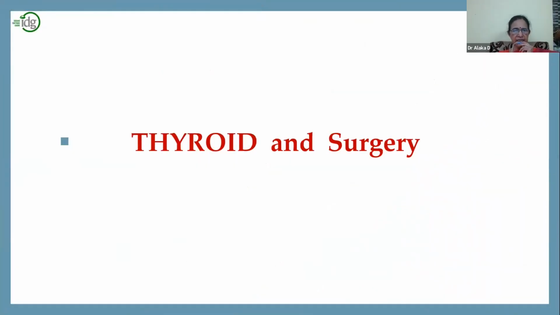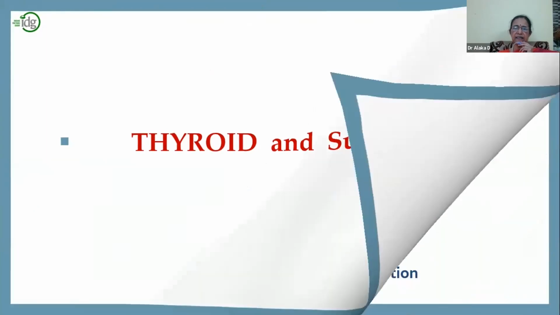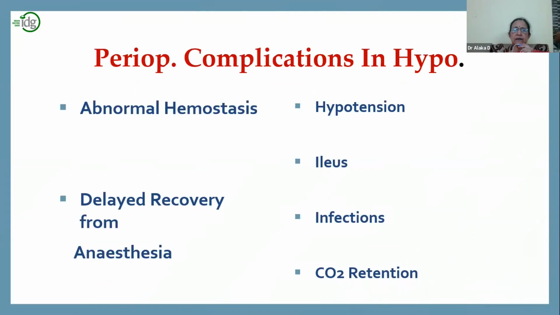Thyroid and surgery. I am not talking about thyroid surgery. I am talking about any surgery. Then we would like to do a serum TSH level preoperatively, because if the patient is hypothyroid, there is abnormal hemostasis, delayed recovery from anesthesia, there may be hypotension, ileus, infections, and CO2 retention. So these are the complications if the serum TSH is high, and therefore nowadays every surgeon before any surgery asks for serum TSH levels.